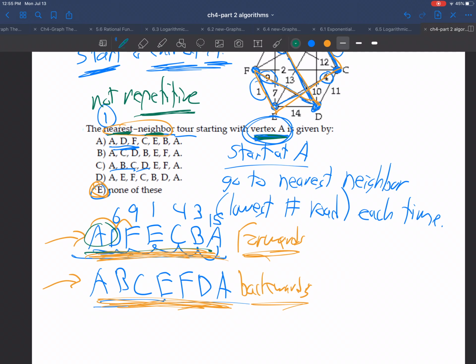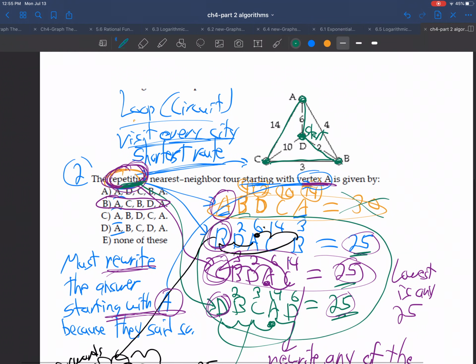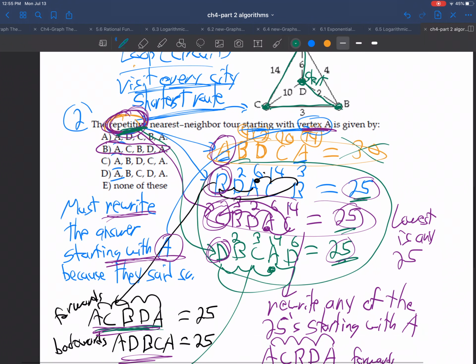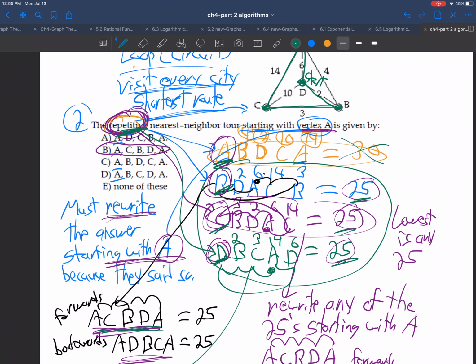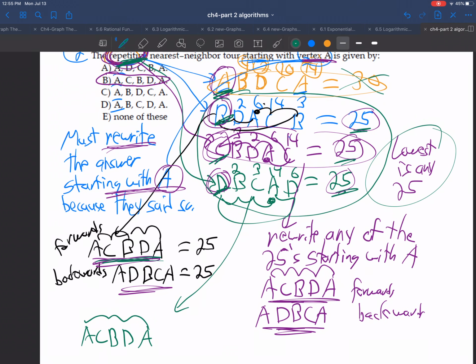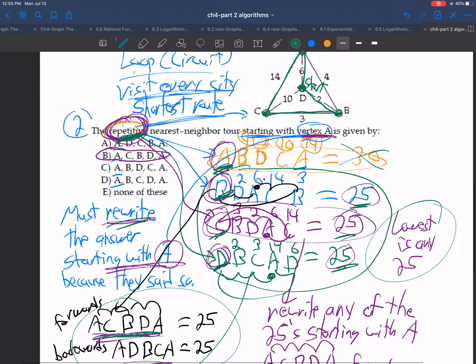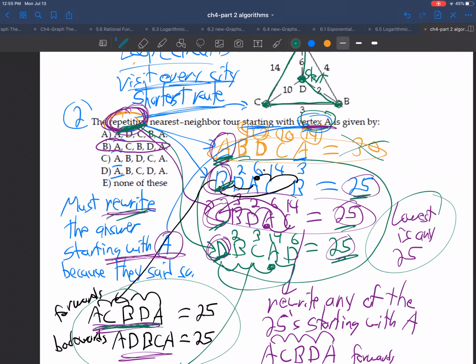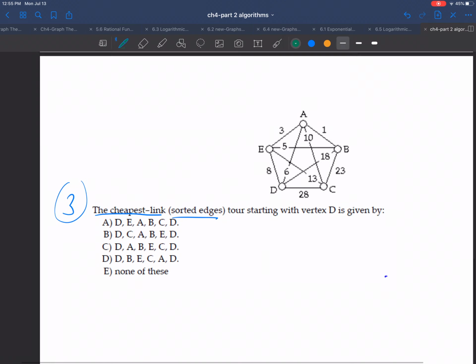That's it. Not repetitive. But if they say repetitive, you've got to do A and B and C and D and then take the lowest and then rewrite it starting with A or whatever they ask for. Don't be thrown off by this A and go, oh, I just do A only. Repetitive means you must repeat them all. All right, that one's done.